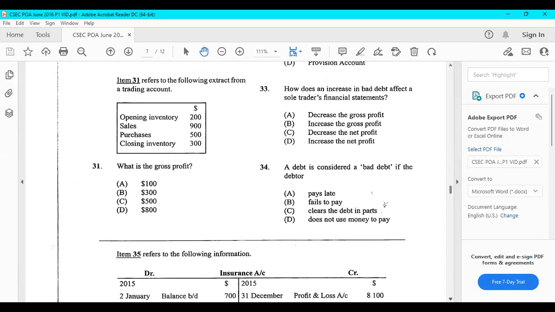Item 31 refers to the following extract from a trading account. So we have the opening inventory, sales, purchases, and closing inventory. What is our gross profit? How do we get gross profit?